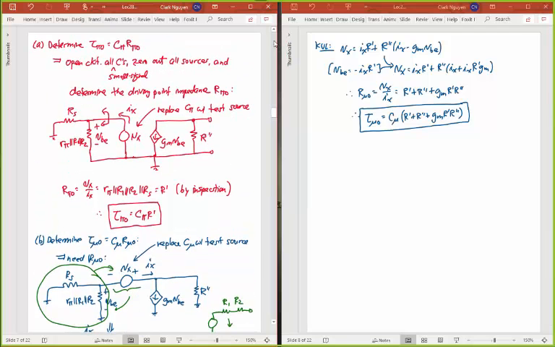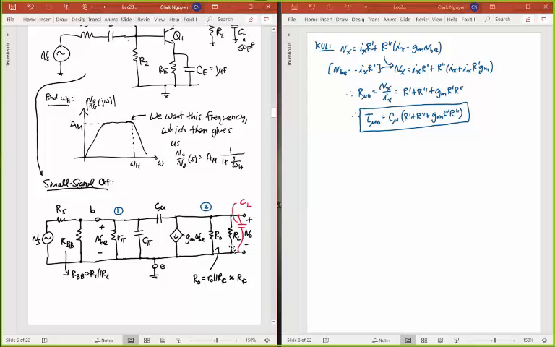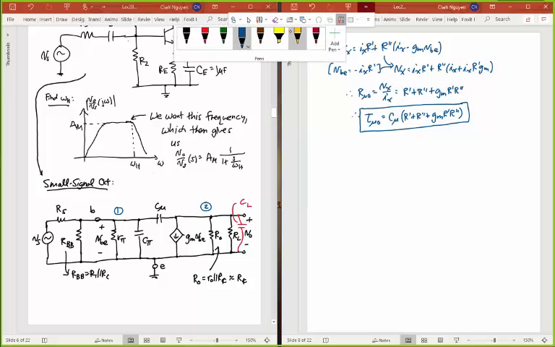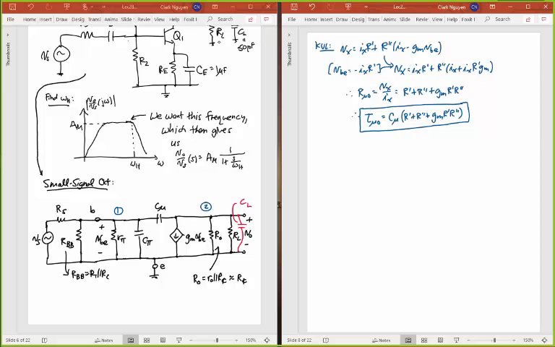And so I think I'm going to sneak off here and come back here. We have this CL that I have to look at. So I want to determine the time constant associated with that CL. And so let me go green here. So we determine tau L naught is equal to CL times RL naught. And we get that. And so I want RL naught.